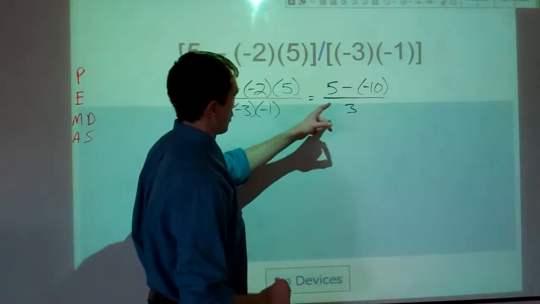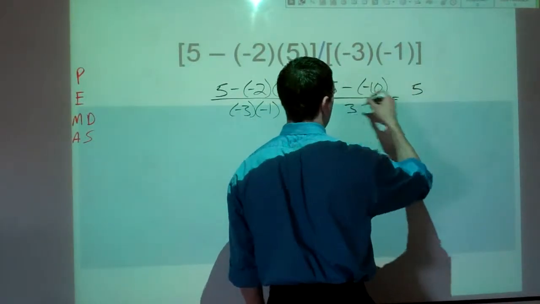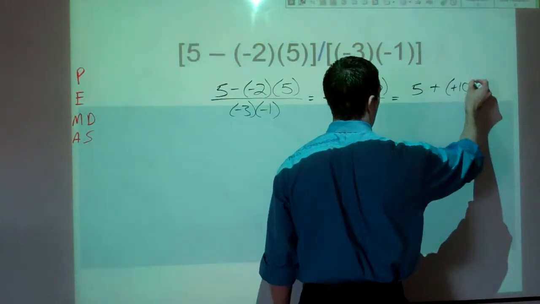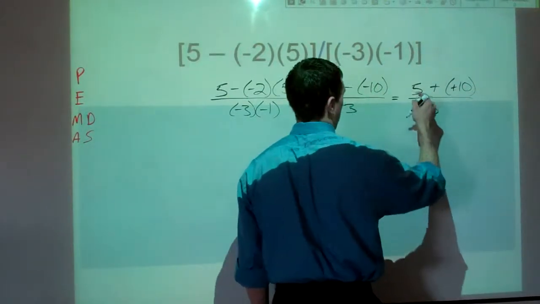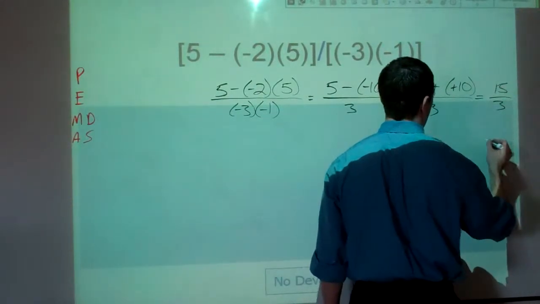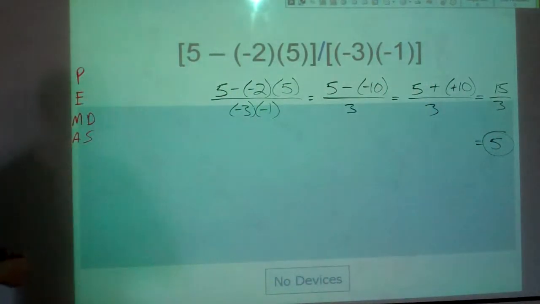Okay? And then we just change our top to addition. Add the opposite. And that's all over 3. So we have 5 plus 10 equals 15 divided by 3, which is 5. Alright, so that should be good.